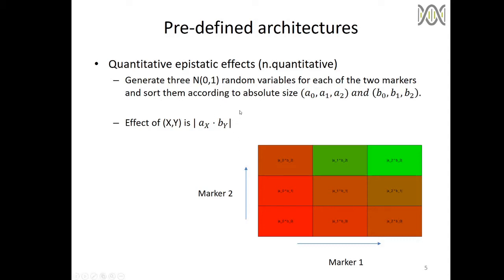So if you would imagine the effect of the marker combination 1, 1, we would take the median value of the first draw and the second draw and multiply those. The idea behind is that the lowest trait value is put on the marker combination 0, 0, and whenever increasing one of the two genotypes, the trait value will go up. So the highest value will be for marker combination 2, 2.